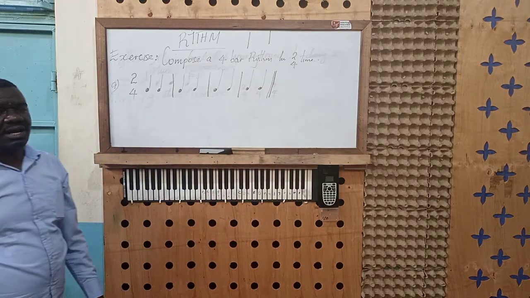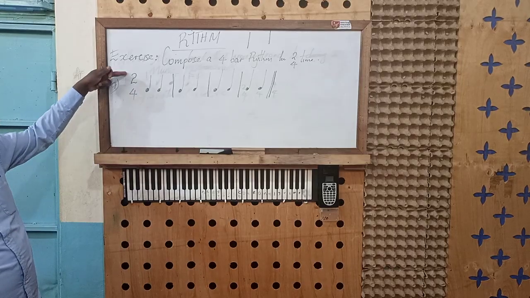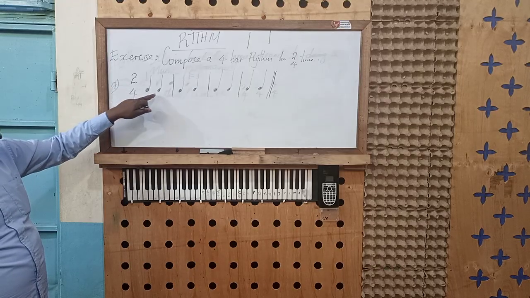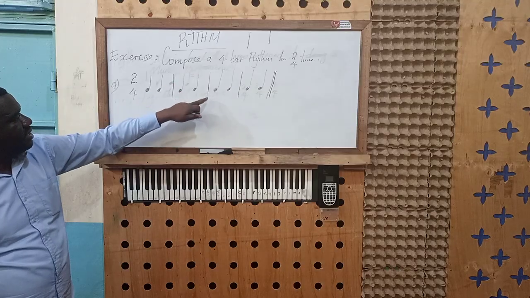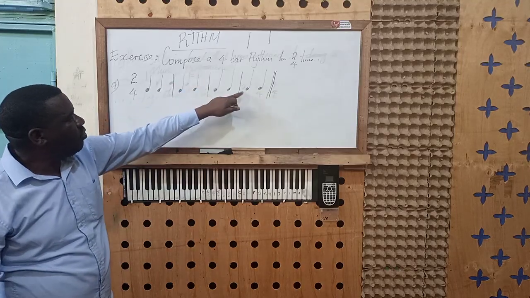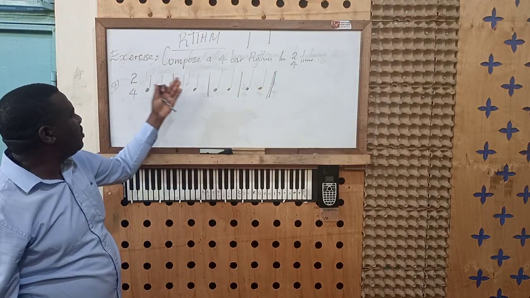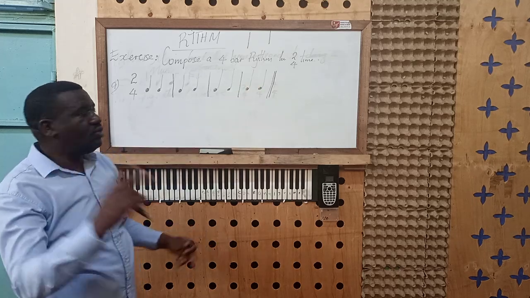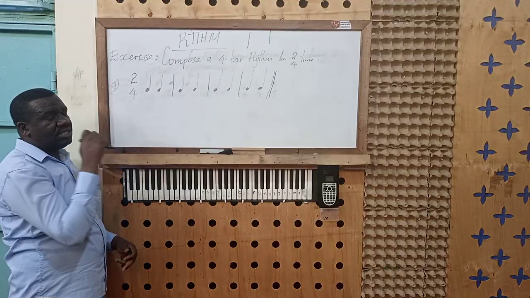And I am done. When you look at this, the time signature tells us that in each bar there is supposed to be 2 crotchets. 1, 2, the bar ends here. 1, 2, the bar ends. 1, 2, the bar ends. 1, 2, the musical phrase ends there. How many bars? 1, 2, 3, 4. How many crotchets in each bar? 2, because that is what is dictated by the time signature.